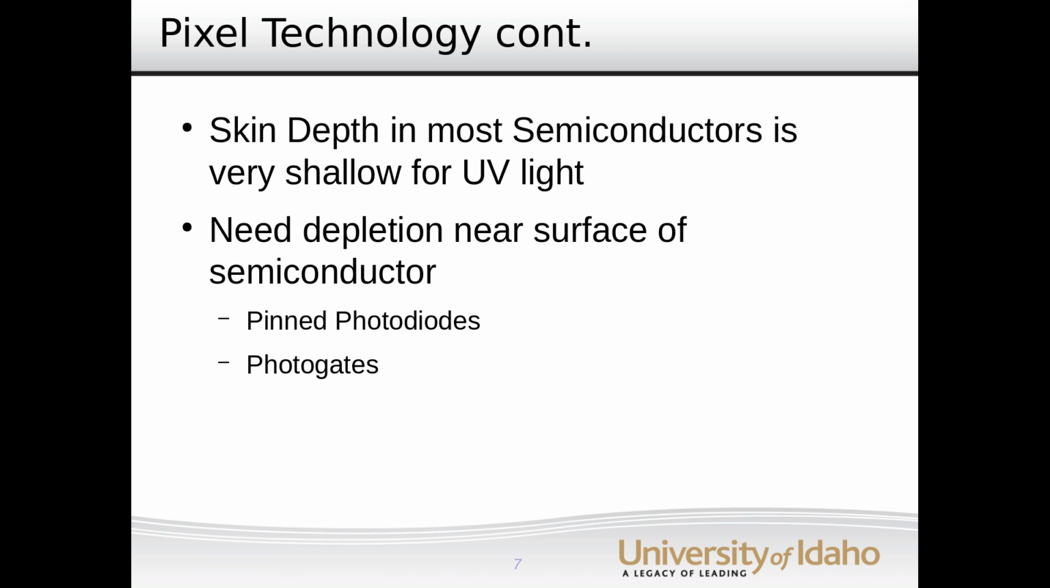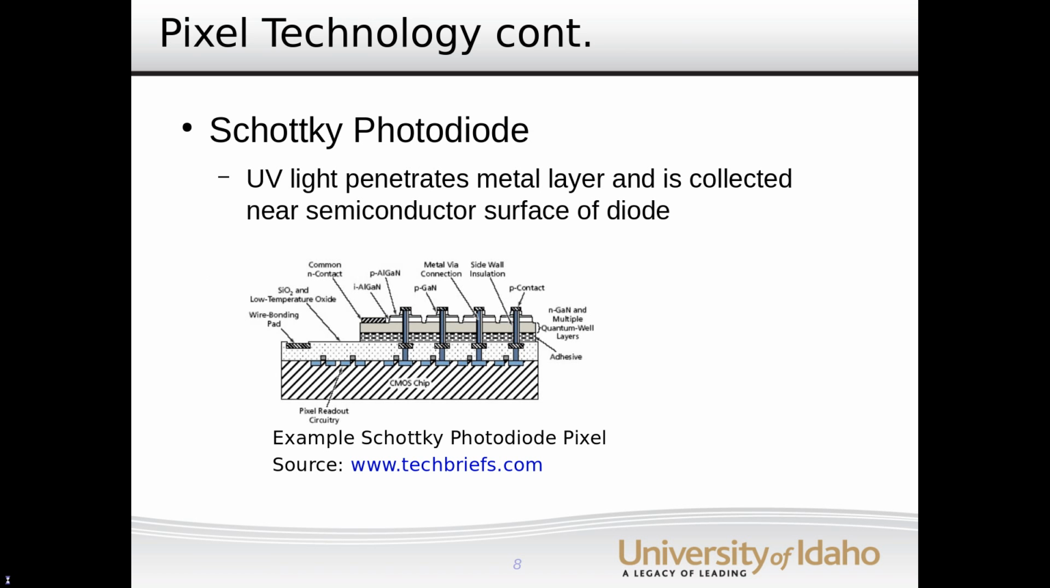The other thing to consider is skin depth. Where are we capturing it? For most of these semiconductors, we're still fairly shallow in the UV light, similar to what silicon has. So we need to make sure that we've got a depletion region near the surface of the semiconductor so we can capture the photons efficiently. The common ones here are PIN photodiodes and photogates that have a depletion region very near the surface. Another option is to use Schottky photodiode.